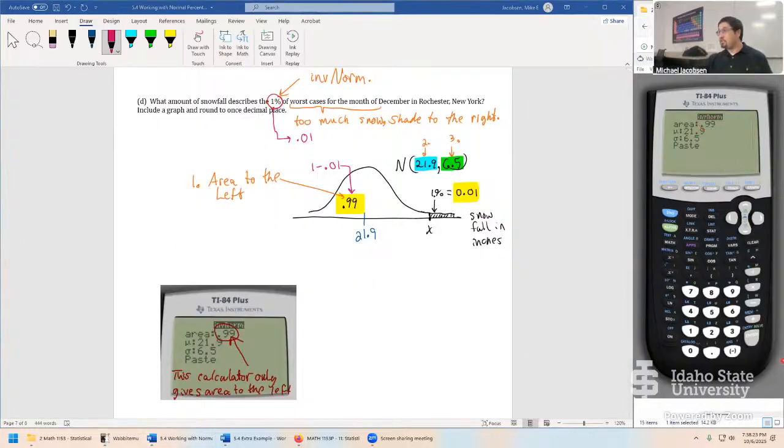But with it set up like this, we should get a more reasonable answer. So hit enter all the way through. And we get a lot more than I thought. 37, we're rounding to 1 decimal place. So 37.0 inches.